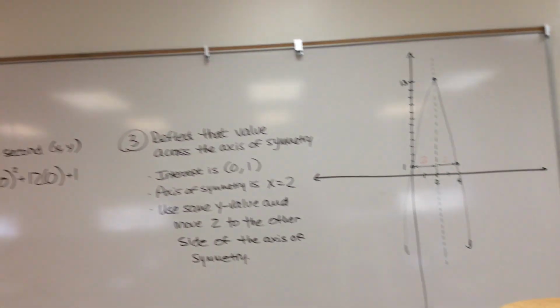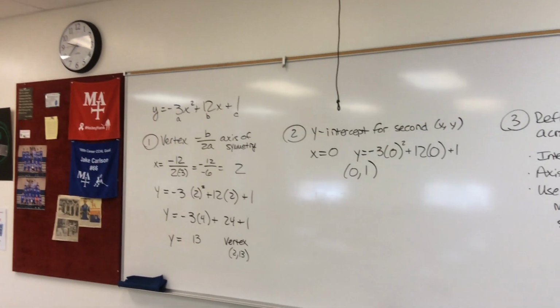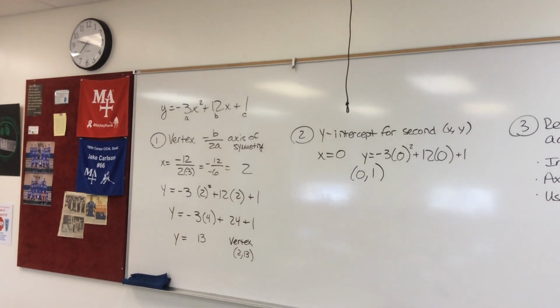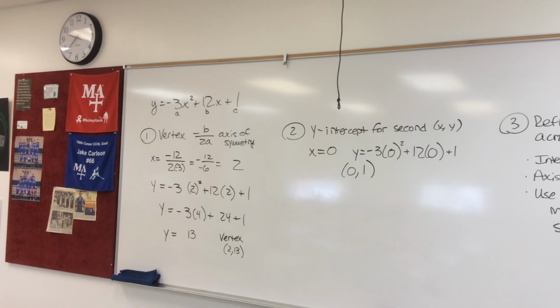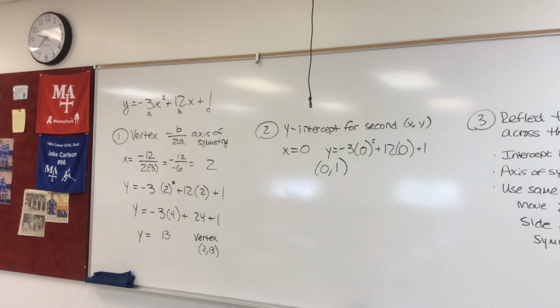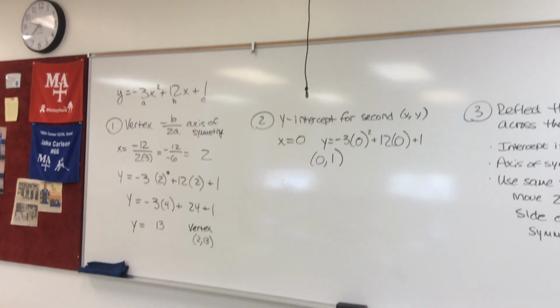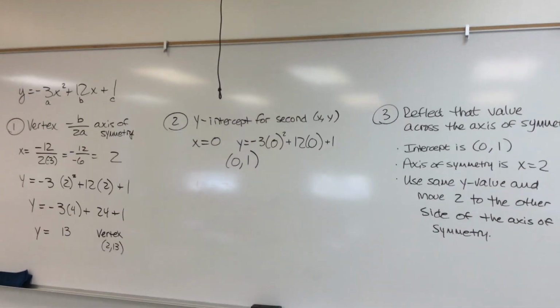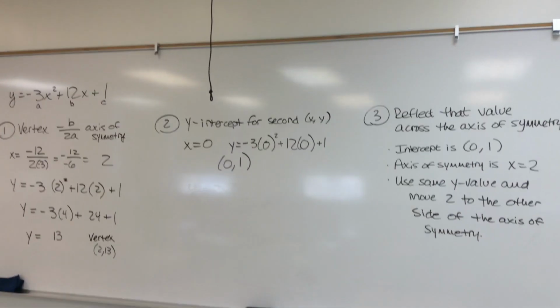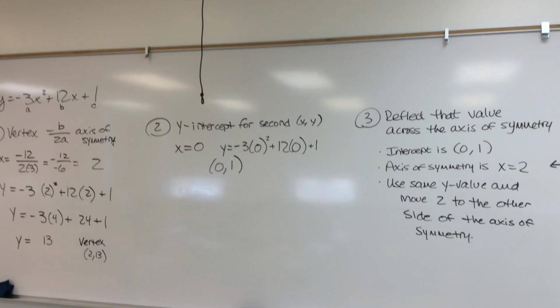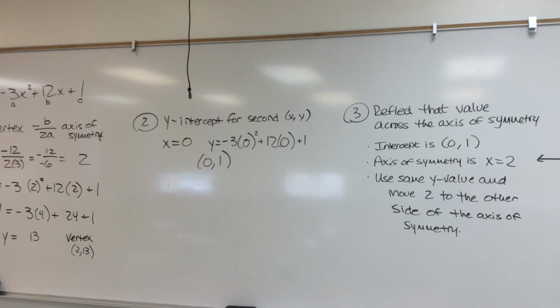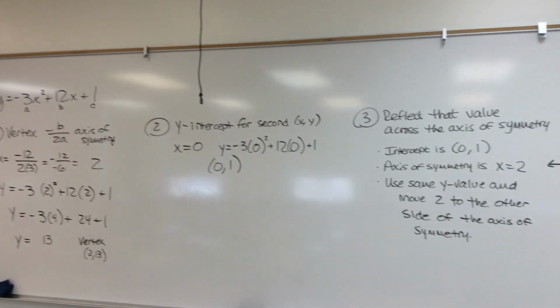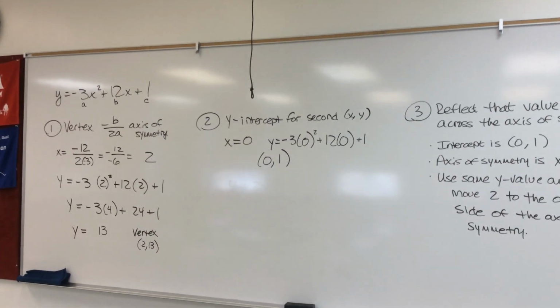So again, in our example, we label a, b, and c. We find our vertex by first finding our axis of symmetry. That's our x value of our vertex. Plug it in and get our y. Then we found our second point, the y-intercept, in this case when x is 0 and y equals c. So those are two easy points to find.